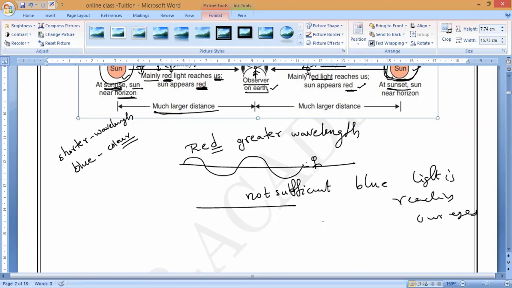So that is why the sun appears to be only red in color. Why does it not appear white during sunrise and sunset? Understand, guys? Please respond. That is what is happening.